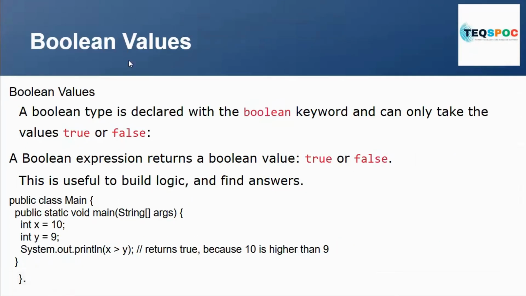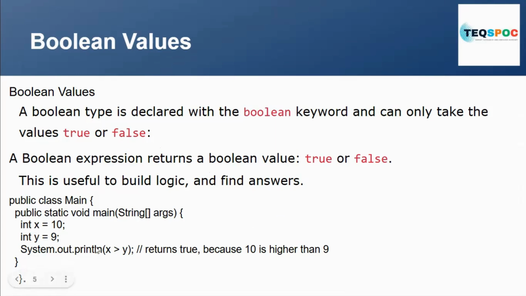Now coming to Boolean values. As we know, a Boolean value basically returns true or false. A Boolean type is declared with the boolean keyword and can only take the value true or false. This we already know. A Boolean expression returns the Boolean value true or false. We have seen this previously. So this is useful for building logic and finding answers.